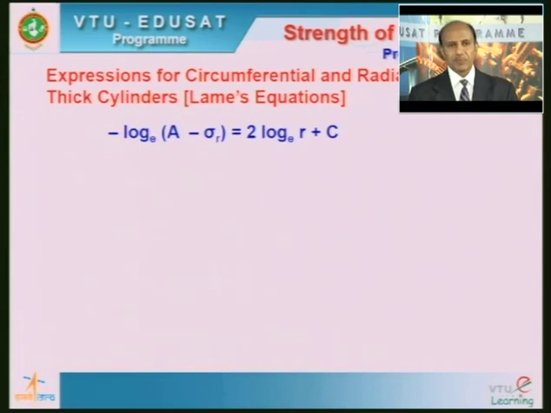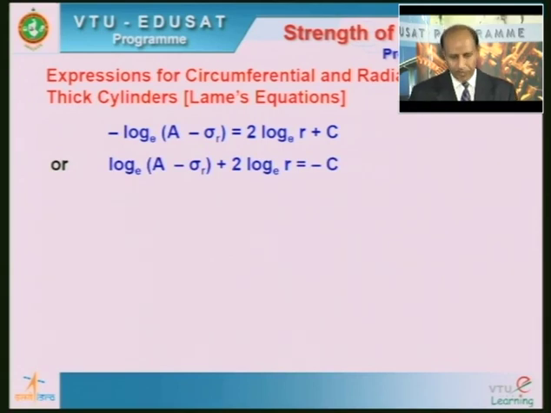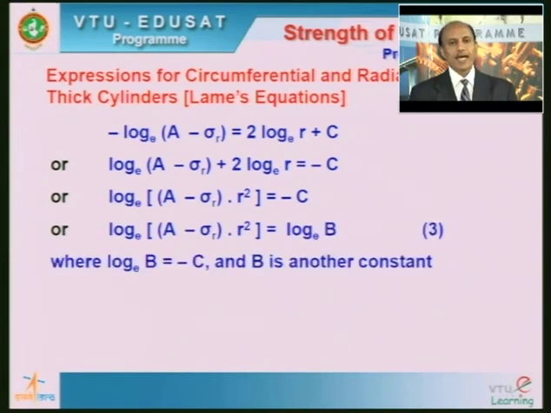So, I am rewriting that expression again, the last expression in the previous slide. Okay. So, what I am trying to do is take all log terms to the left hand side. So, you have a case where we have log A plus log B, which you can write as log A into B, that is log of A minus sigma R into R square equal to minus C. And on the right hand side, as we have said, C is a constant. I am going to rewrite it as one more constant. So, minus C is written in terms of log B, as you can clearly see here, there is one more constant log B.